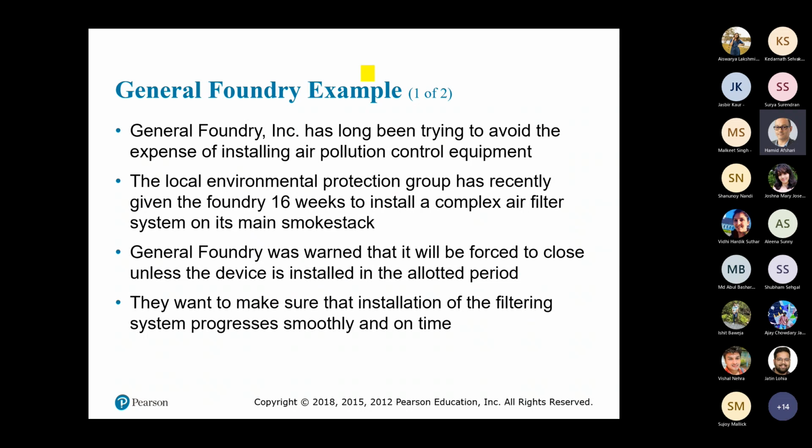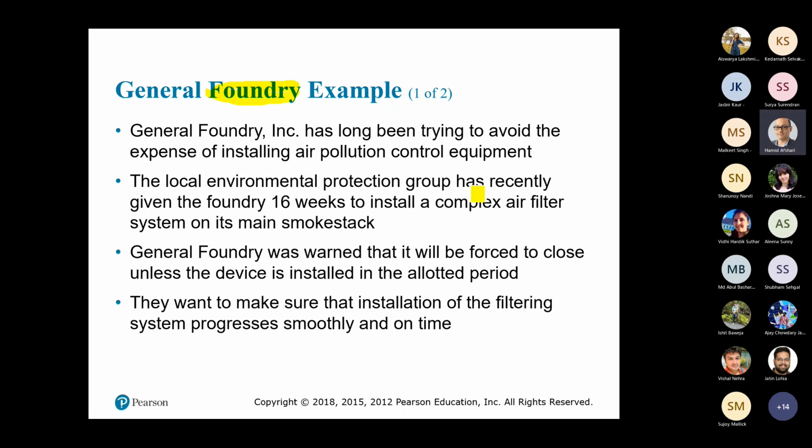In order to better learn this technique, I want to open and discuss this example. This is a General Foundry example. This is a foundry that makes some products. You know that foundries impact the environment a lot because they have to burn fossil fuels and they make a lot of pollution. So General Foundry Incorporation has long been trying to avoid the expenses of installing air pollution control equipment. So they were trying to skip installing the equipment and making the environment clean.